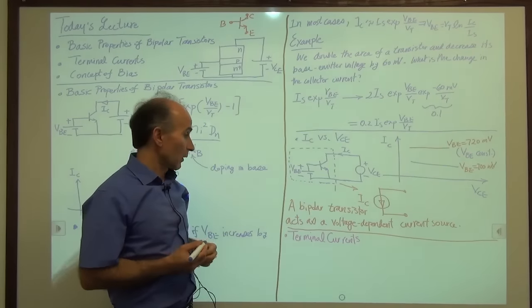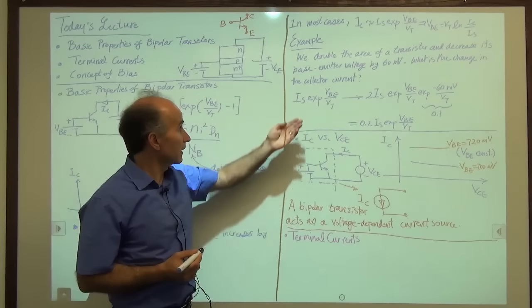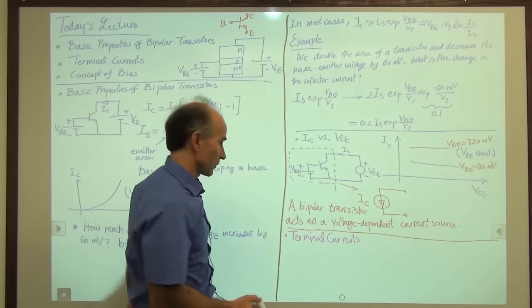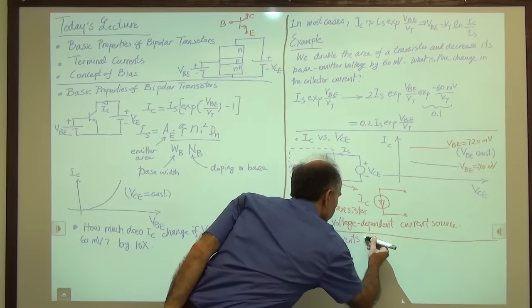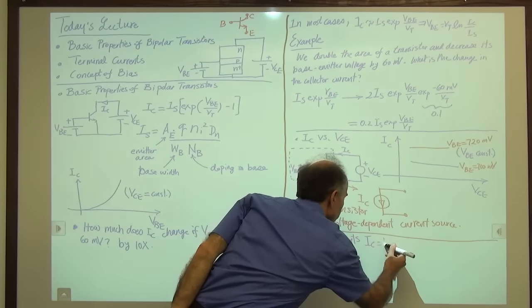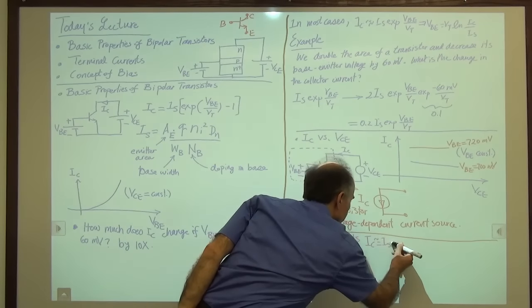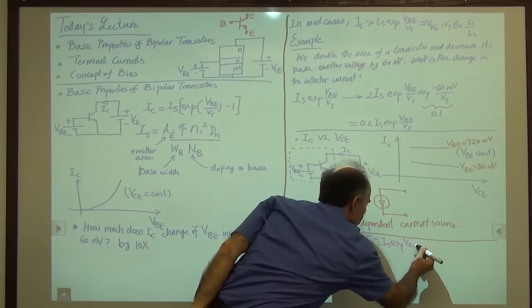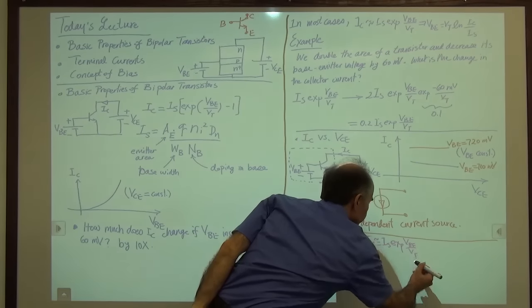Now, we already have the collector current. That's the equation that we had for the collector current, so we wrote it a number of times. So that's easy. So we write IC equals IS approximately exp of VBE over VT.